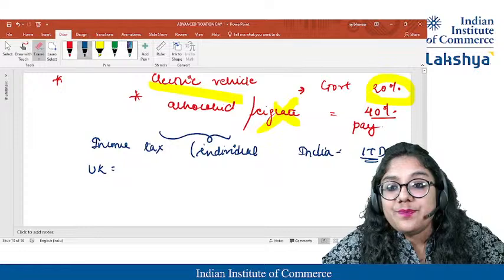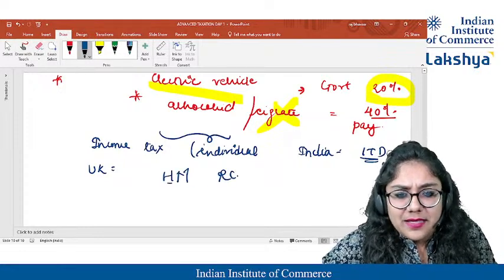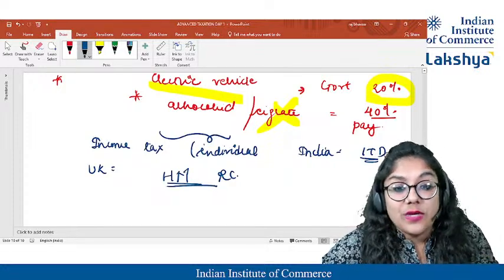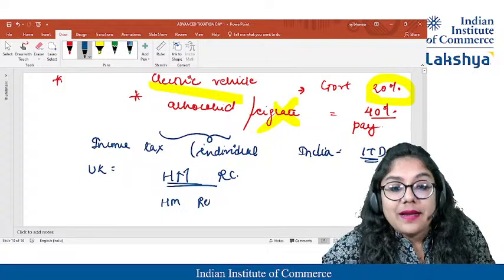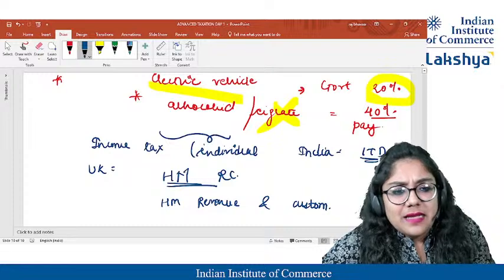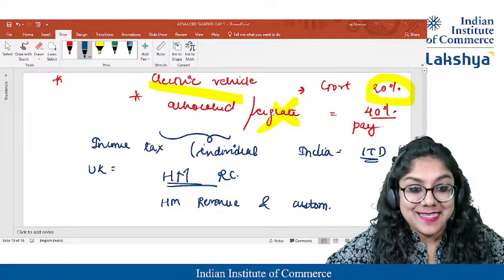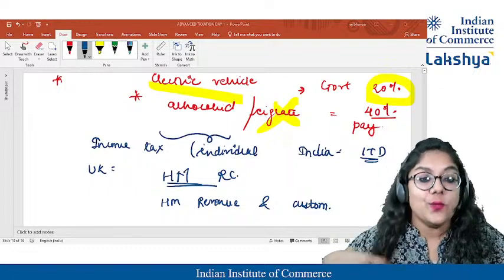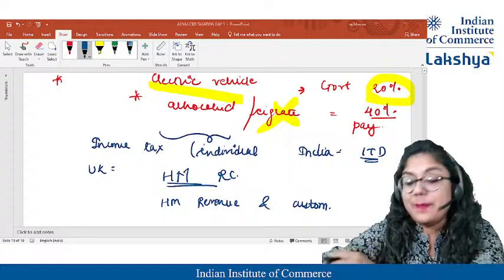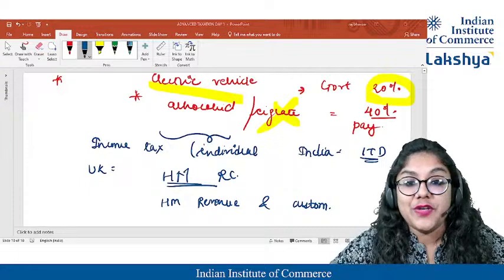What's this HMRC? Maximum students know only this word: HM Revenue and Customs. Even I knew that only. But do you know what HM is? In the UK there was a queen, so they were denoting the queen, Her Majesty. That way, Her Majesty's Revenue and Customs.